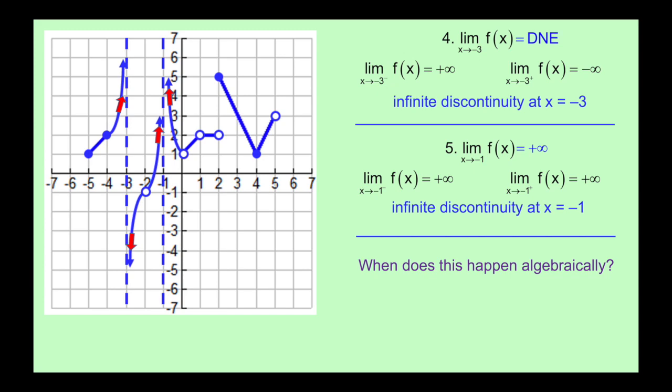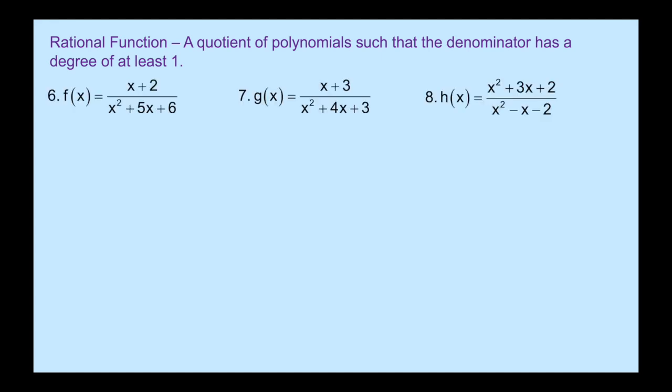Well, algebraically, we can see this with rational functions, and this is what we did in Unit 7. So a rational function is a quotient of polynomials such that the denominator has a degree of at least 1. Here are 3 examples. What I'd like you to do right now is pause the video and go ahead and factor anything that you can factor in all of those problems. Now here are the factors that we're going to get.